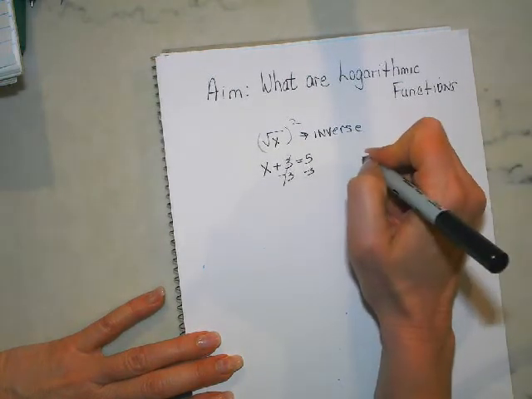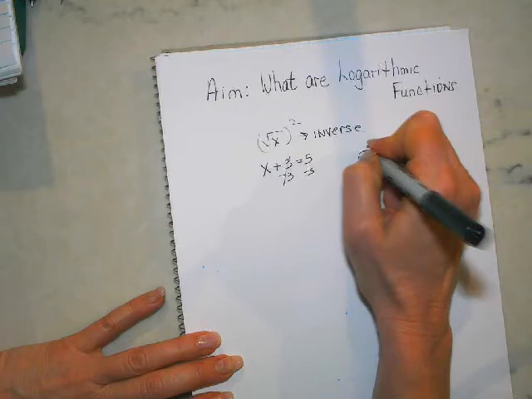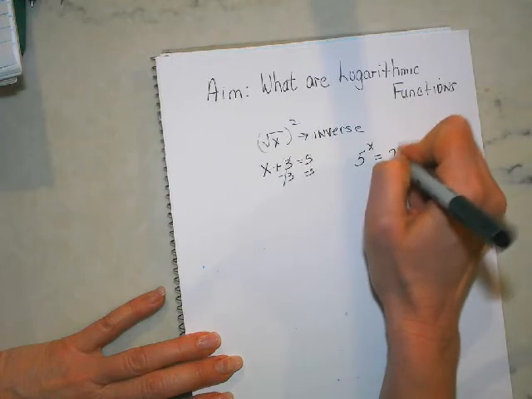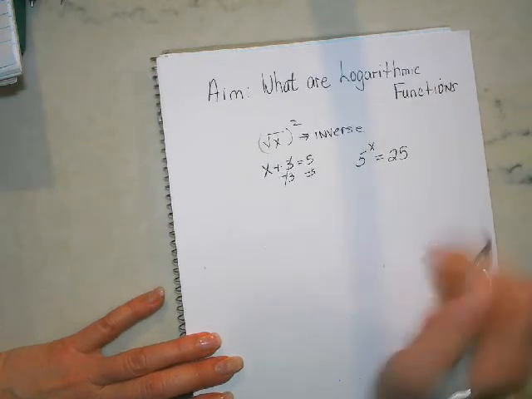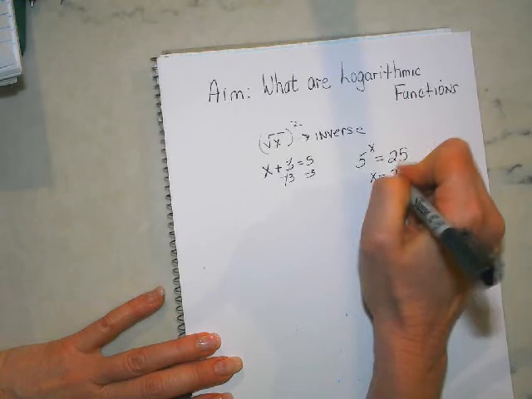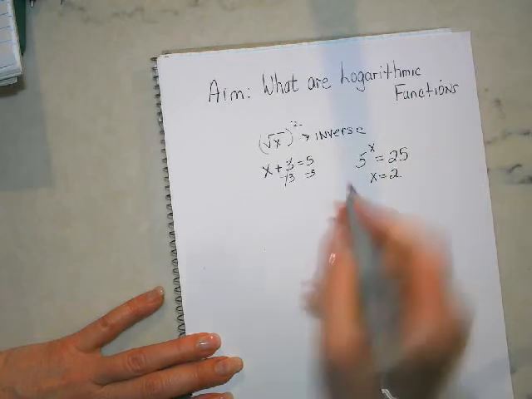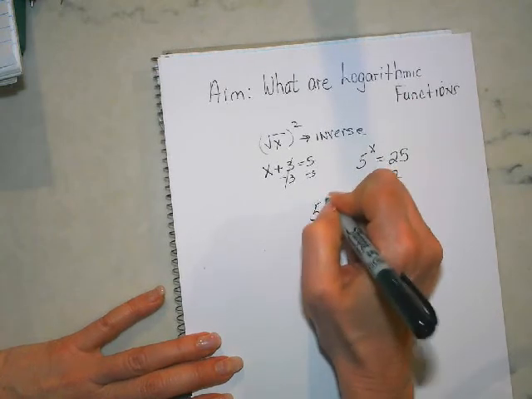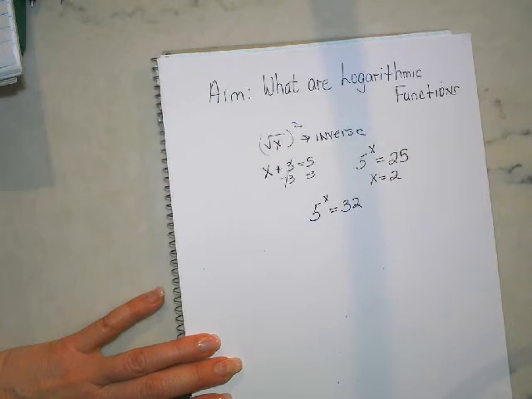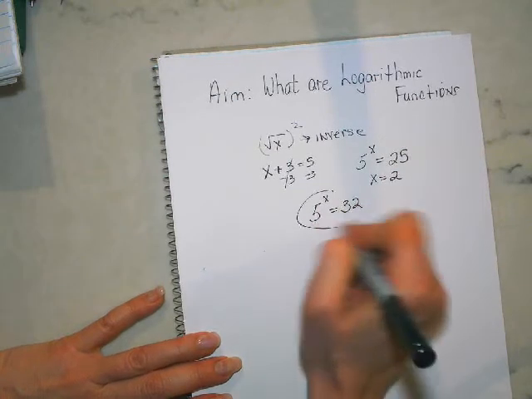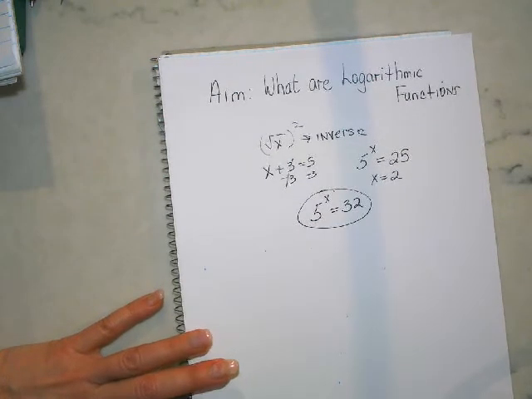Here's the problem, ladies and gentlemen. You can do this for me: 5 to what power is 25? You can do that in your head. Everybody knows that x is 2. However, if I wrote 5 to what power is 32, you can't do that. This problem doesn't work out evenly.